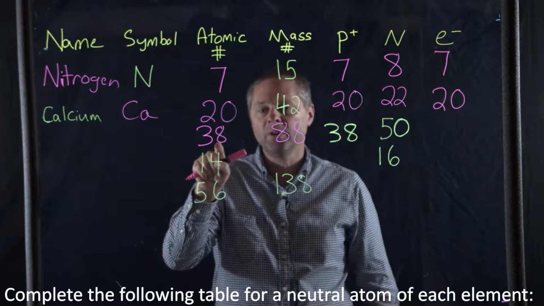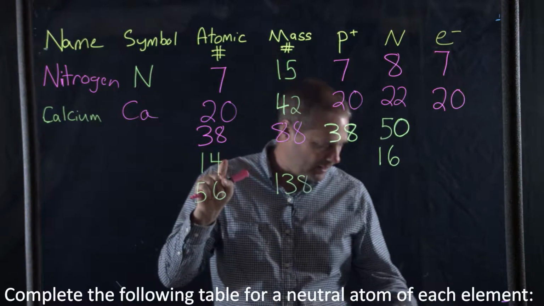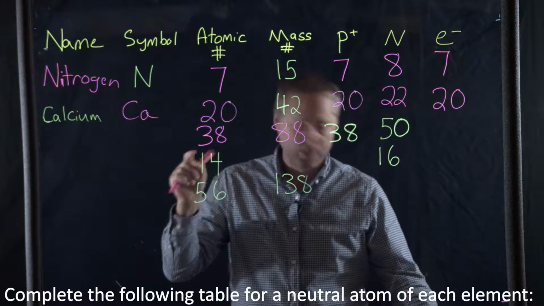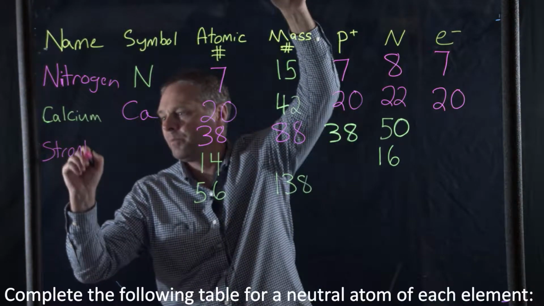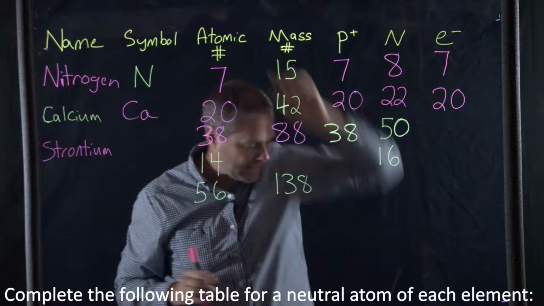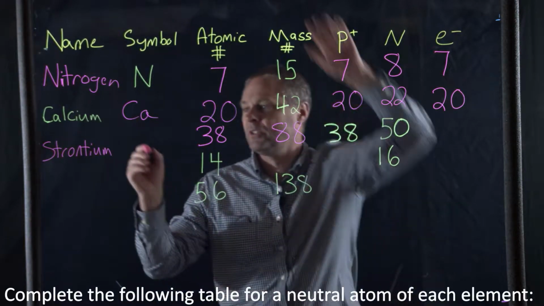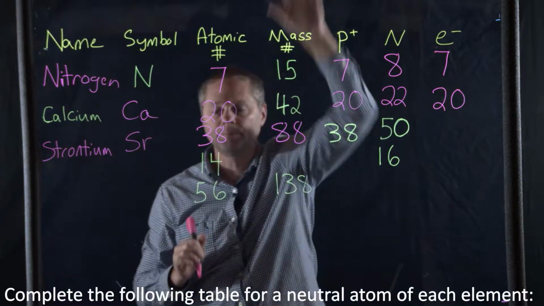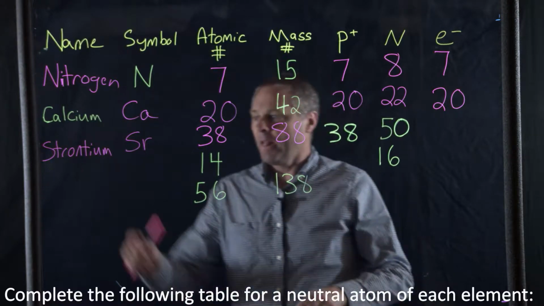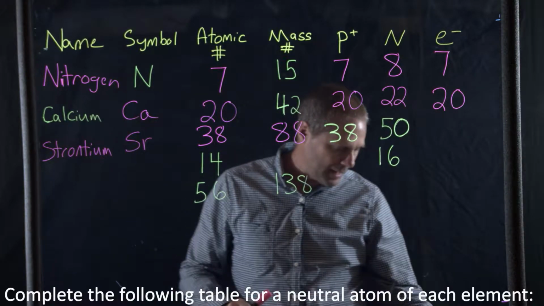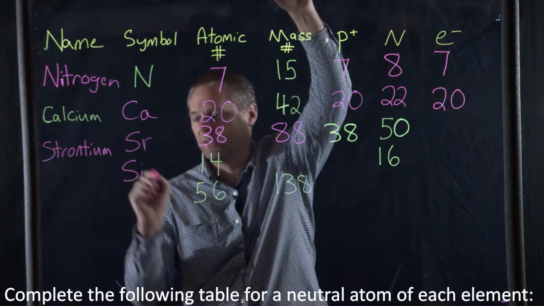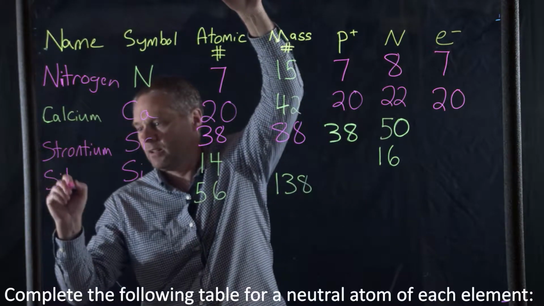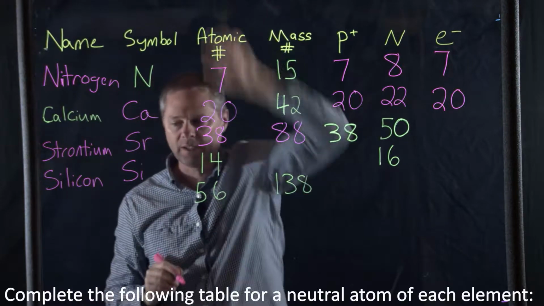Now if you look on the periodic table for the 38th element, it's going to tell us that this is strontium. And its chemical symbol is going to be Sr. All right. We can do the next row, and this happens to be the 14th element, and the 14th element happens to be silicon, so that's Si. And so that's silicon.